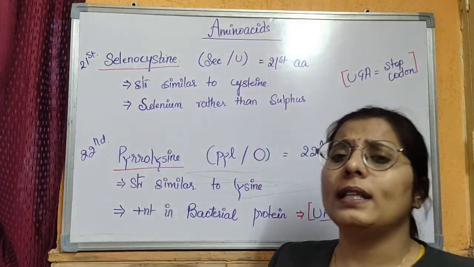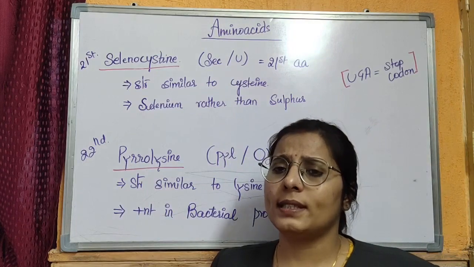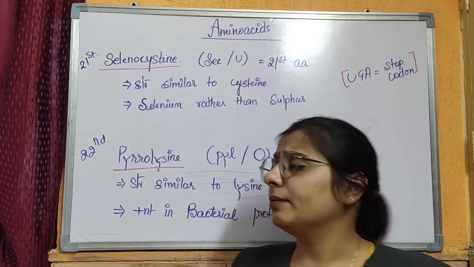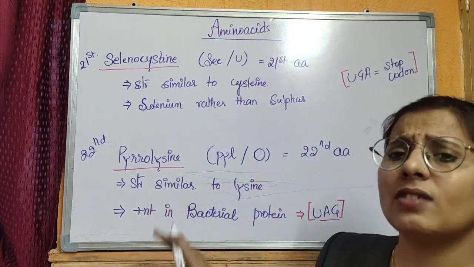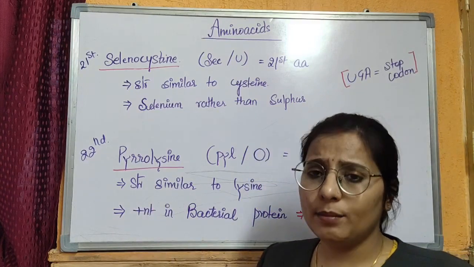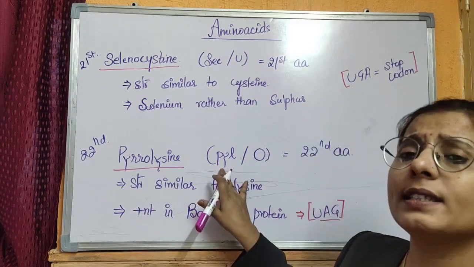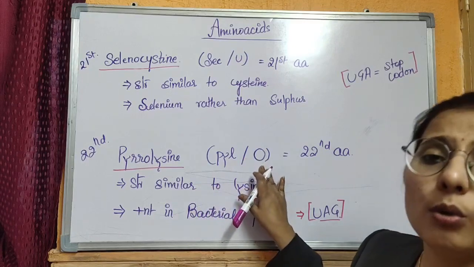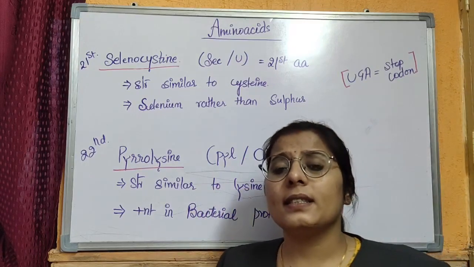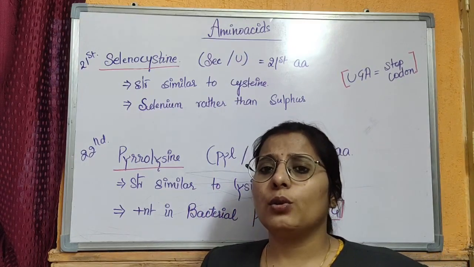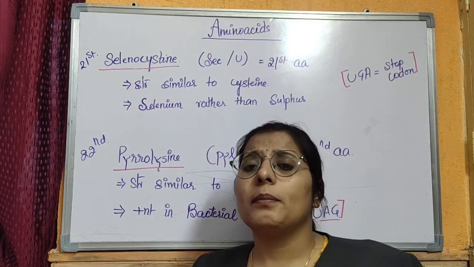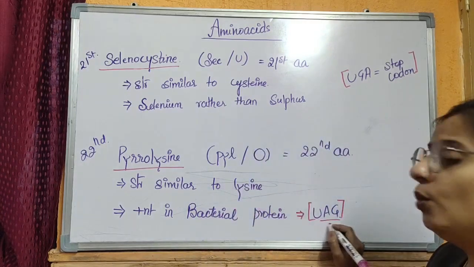Second is pyrrolysine, the 22nd amino acid, and it has a structure similar to the amino acid lysine, and it is represented by Pyl or O. It is present in bacterial proteins, and the codon that forms pyrrolysine is UAG.